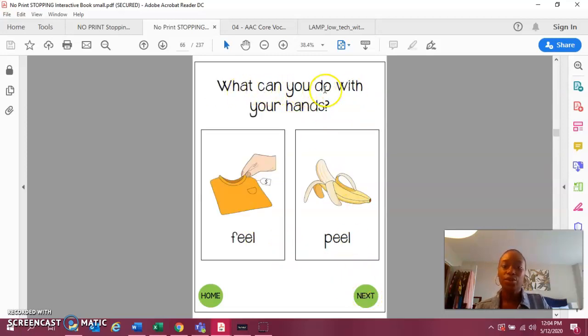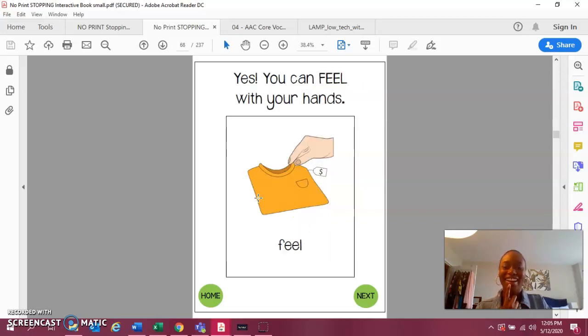What can you do with your hands? Long air, feel, or short air, peel? What can I do with my hands? Long air, yes, you can feel with your hands.